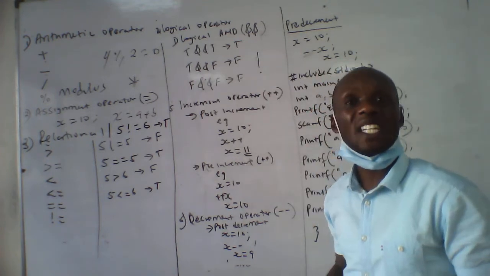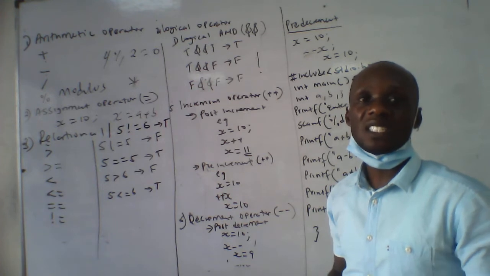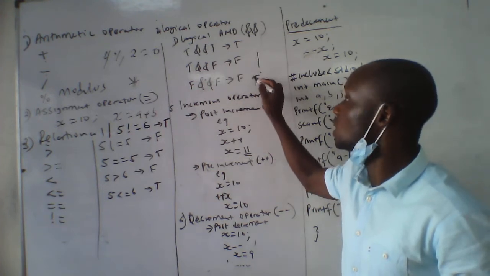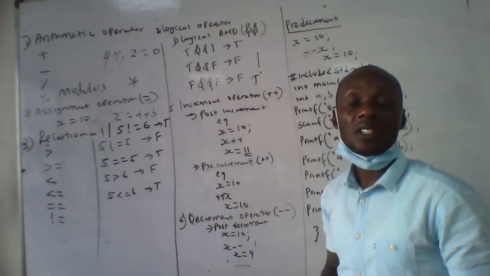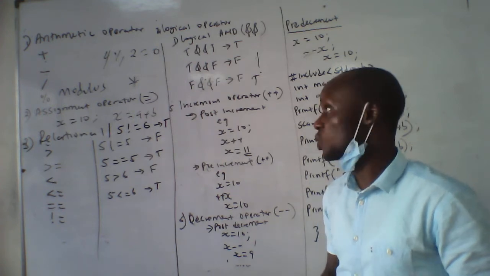Logical NOT is used to negate. Negating means interchanging inputs. If it is a true, it will change it to a false. If it is a false, it will make it a true.